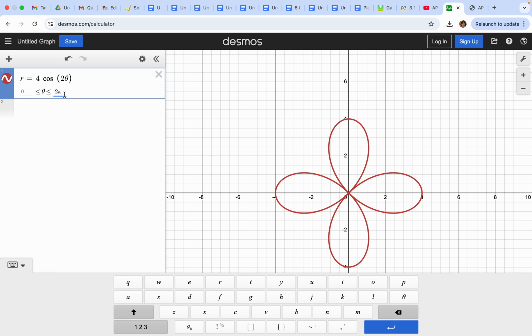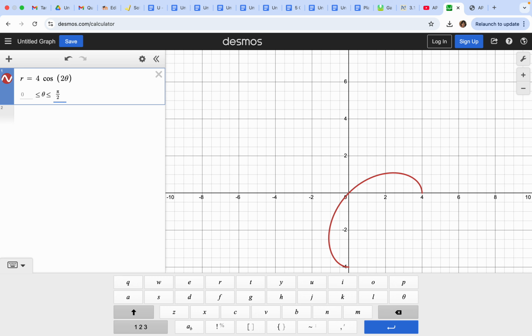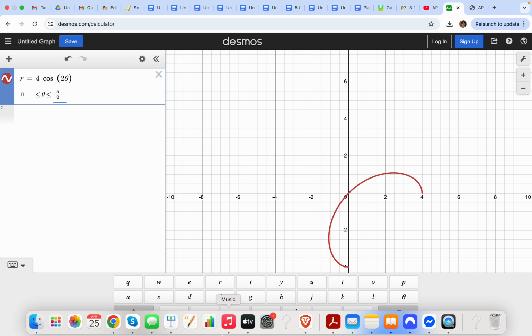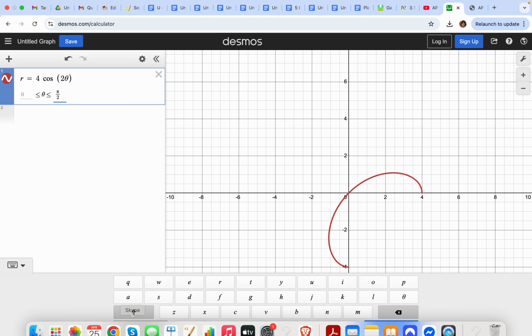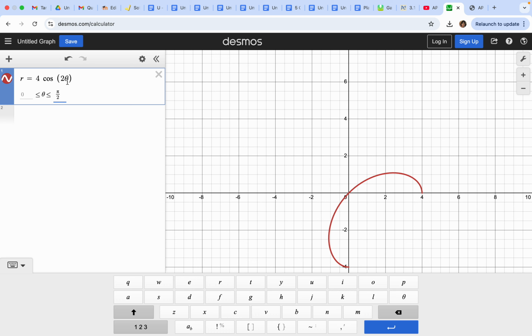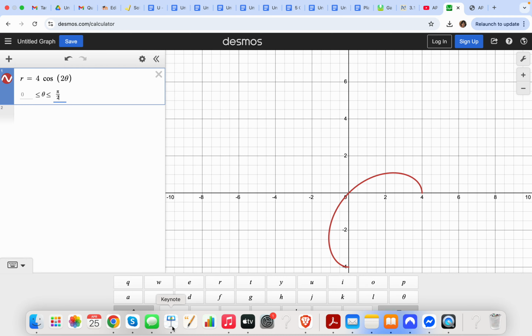And then my first is 0 to 2 pi, but now I'm going to restrict it to pi over 2. And then we can very clearly see the piece that's here, right? So that's the part that we get when we put in different thetas. Remember, I'm plugging in values of theta. Theta equals 0, theta equals pi over 4, and then I'm evaluating it. I could do it by hand. It would just take a really long time.